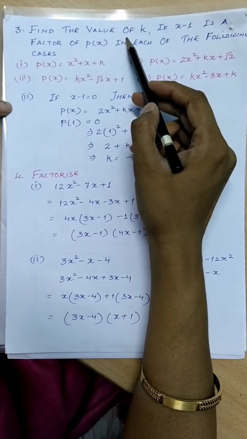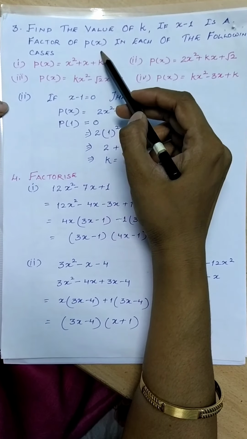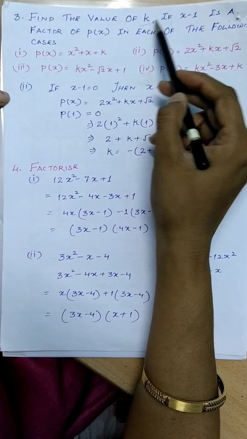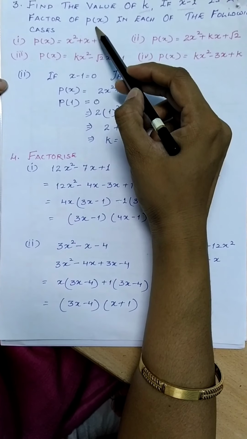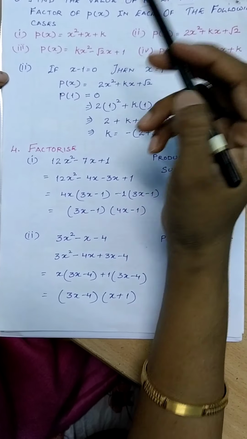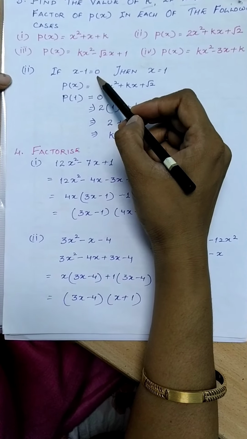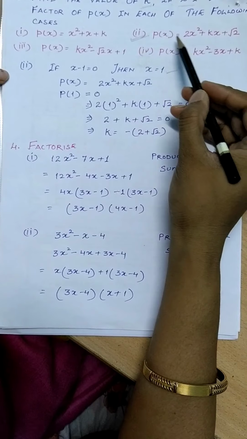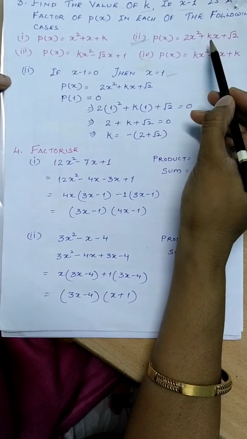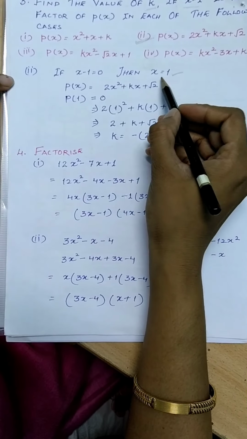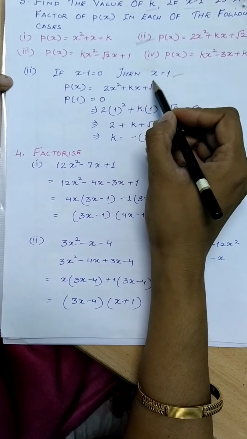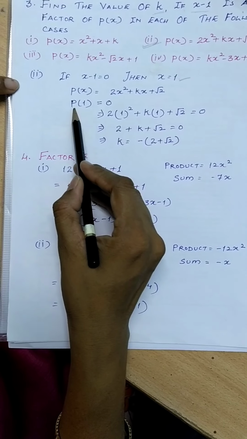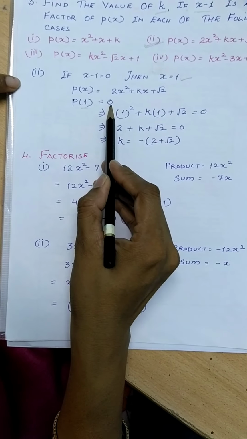Find the value of k if x minus 1 is a factor of p(x) in each of the following cases. So we have to find the value of k now, and what is given is that x minus 1 is a factor of this p(x). It means we'll take x minus 1 equal to 0, then x equals 1. Now I am taking this part. If p(x) is 2x square plus kx plus root 2, and it is given that x minus 1 is a factor, it means p(1), when you put x equal to 1, the answer will be 0.